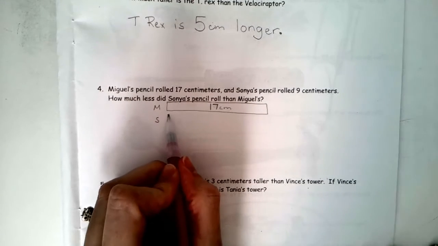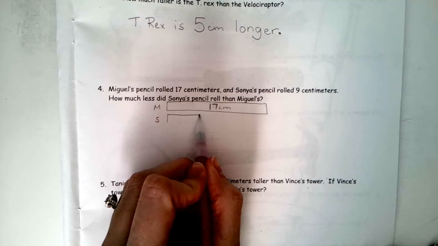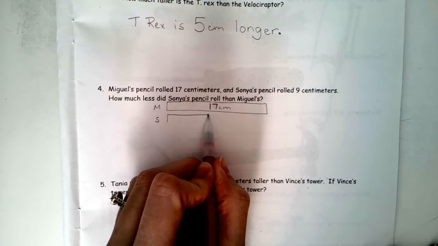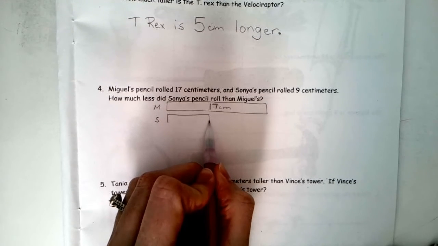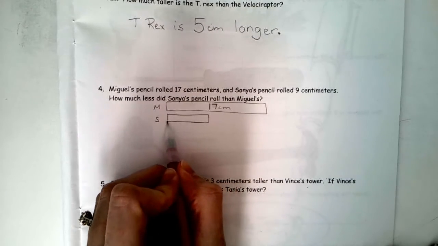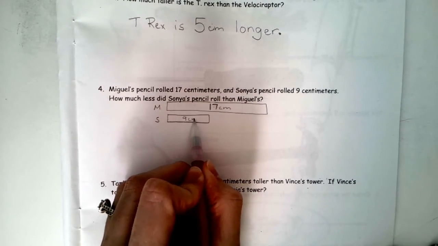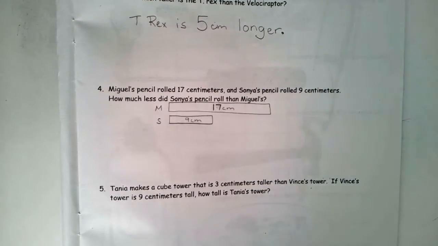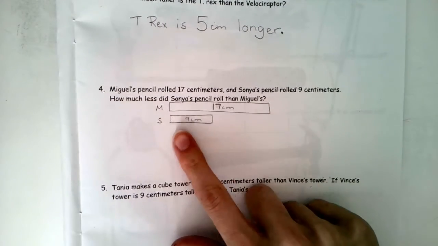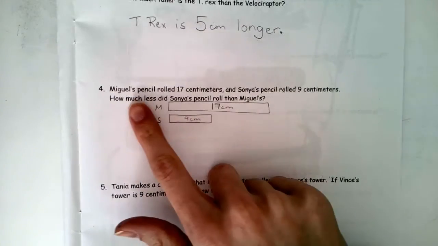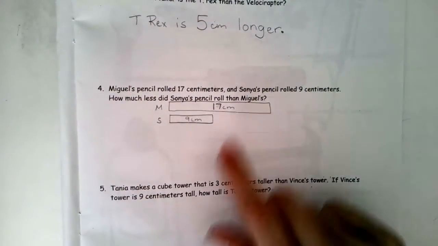9 is less, so we are going to only make Sonia's a little bit long. Only 9 centimeters for Sonia's pencil. So we know that Miguel's went farther and Sonia's went less. It wants to know how much less. So we need to find the difference between 9 and 17.